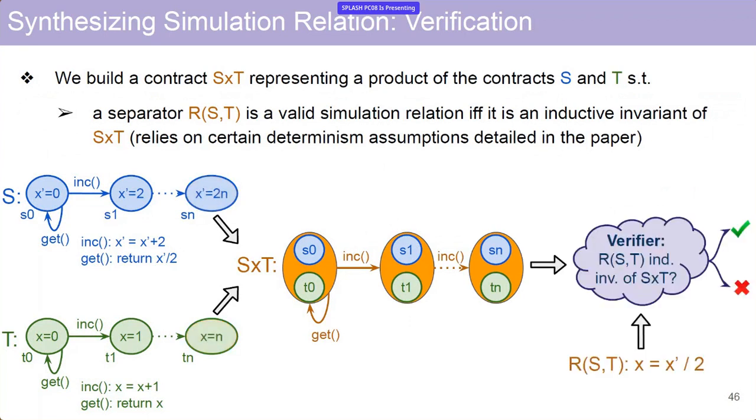Then we use some modular verifier where we verify that the separator is an inductive invariant of these products. And in this case, it's valid, since x equals x' divided by 2 is indeed an invariant.